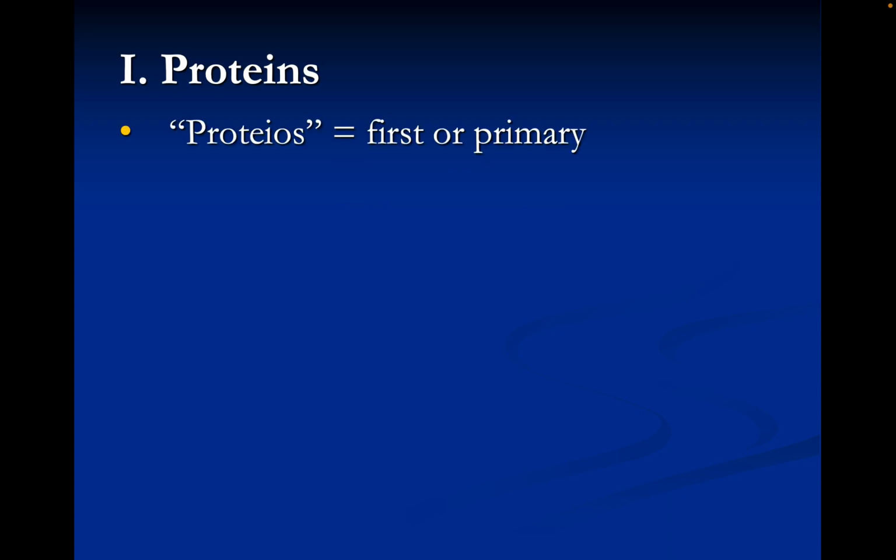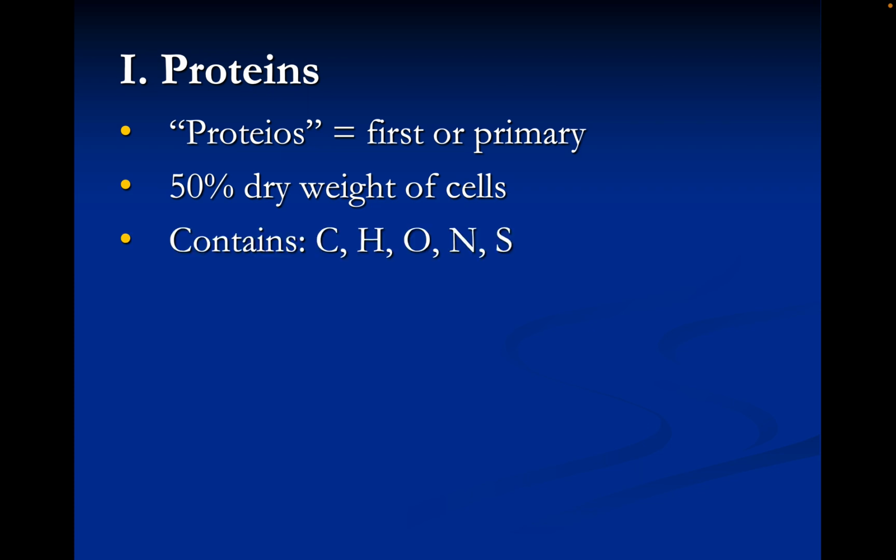Proteins, or proteos, comes from Greek for first or primary, and they're 50% of the dry weight of cells. So even think of a piece of steak in a dehydrator to make jerky, 50% of the jerky's weight is going to be protein. Proteins are made up of carbon, hydrogen, oxygen, nitrogen, and sulfur. Now, sulfur is an element we haven't seen come up yet in our discussion of macromolecules.